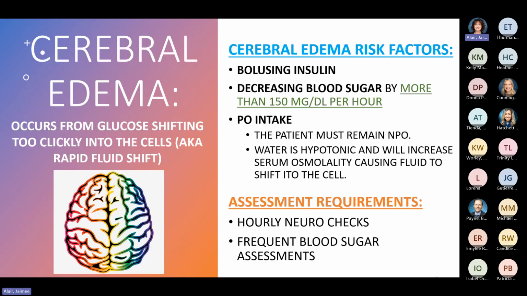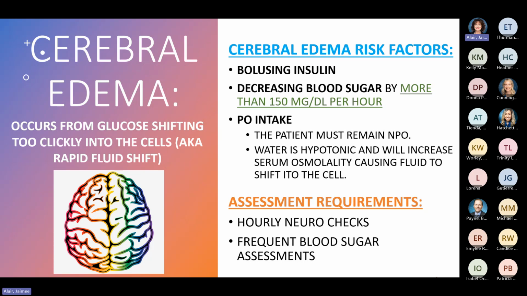Cerebral edema is a big thing. I feel like in pediatrics, we really watch the neurostatus because of cerebral edema. This occurs from glucose shifting too quickly into the cells. So bolusing insulin can cause that. Decreasing the sugar by more than 150 can cause that. We really like to keep the patients NPO. We'll give them ice chips occasionally, but I feel like that's when they're in really mild DKA. We don't want to add any more fluid, especially when they're as thirsty as they are. So it's really important to teach the families to please not feed or give the patient any fluids at that time, unless the physician orders that.